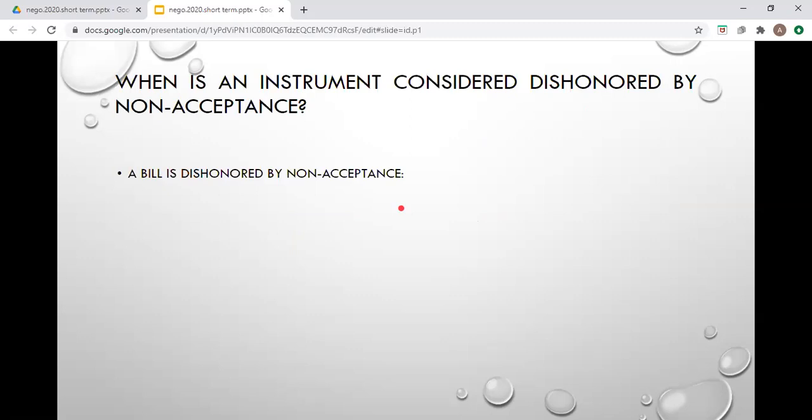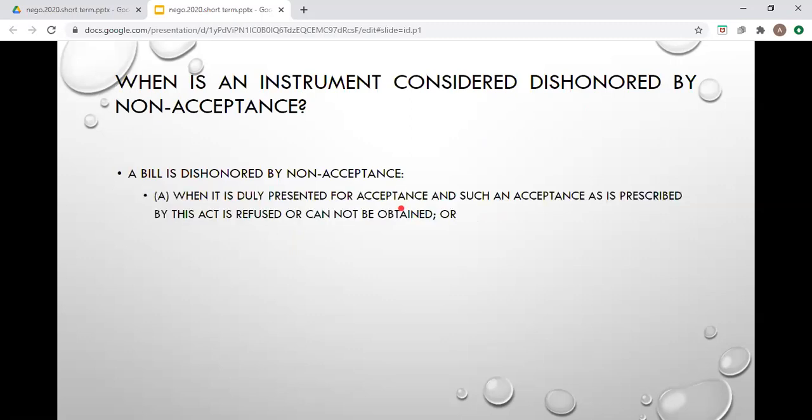A bill is dishonored by non-acceptance when it was duly presented for acceptance and acceptance is refused or cannot be obtained. Ibig sabihin, acceptance is regular. You complied with the who, to whom, when, where, etc. And then the drawee did not accept it, or the acceptance that you were expecting from the drawee did not happen. And then another situation is when presentment for acceptance is excused and the bill is not accepted.